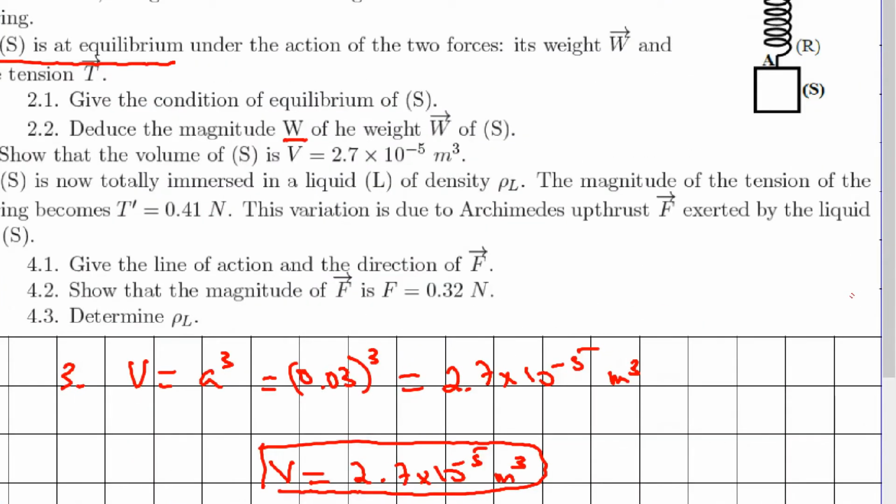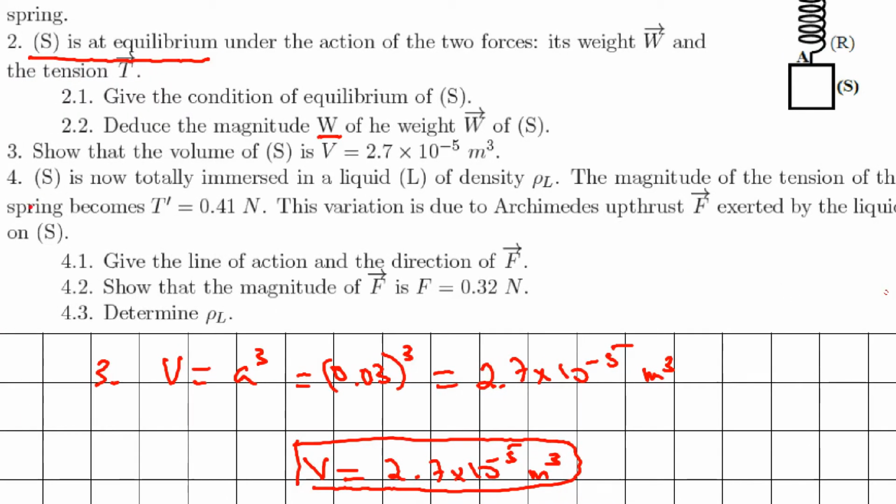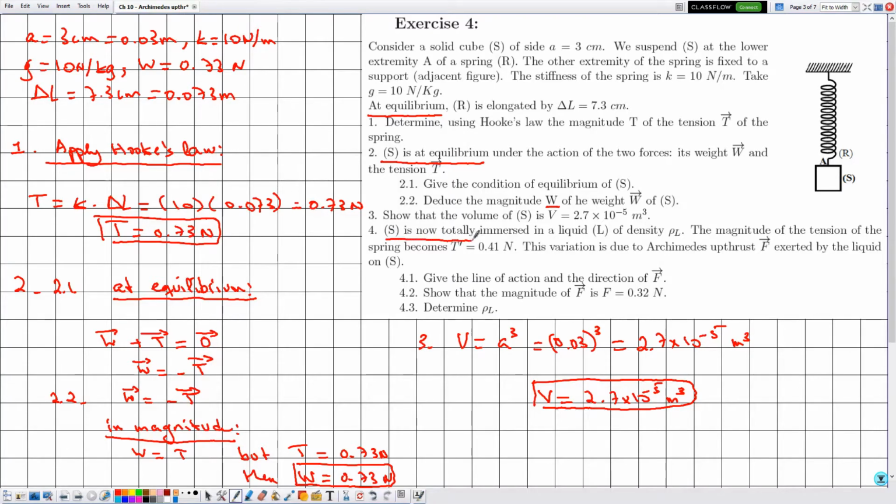Now number 4, S is now totally immersed in a liquid. This is important. Whenever it is totally immersed in the liquid, we know that the volume of the immersed part is equal to the volume of the solid S in a liquid of density rho L. The magnitude of the tension of the spring becomes T prime, equal to 0.41 newtons, knowing that we always have that the weight is equal to the tension because it is at equilibrium.